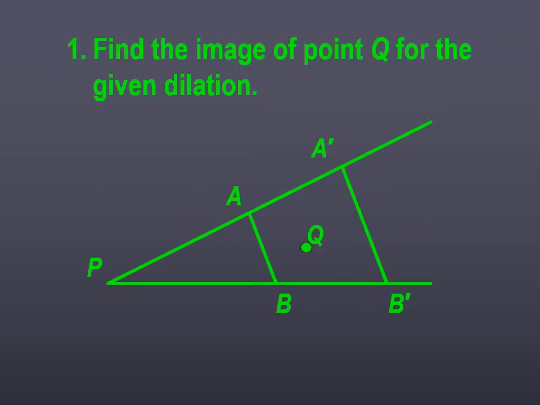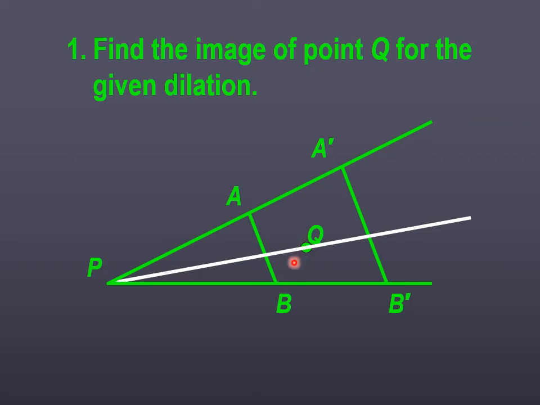All right, so let's do some practice problems. We want to find the image of point Q for the given dilation. Here's the preimage Q, and we want to find Q prime. The first thing we're going to do is see where the preimage is in relation to our fixed point P. Here's our fixed point P, and here is Q, and here's A from our fixed point, and here's B from our fixed point.